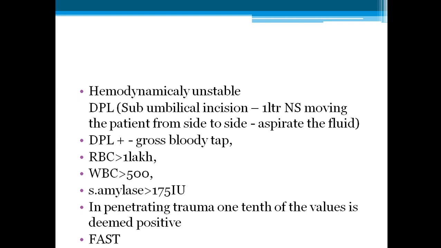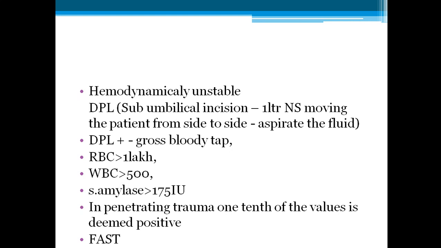Suppose the patient is hemodynamically unstable, what is your plan? You resuscitate the patient. Meanwhile, you can go for what is called the diagnostic peritoneal lavage. What you do is, you make a small sub-umbilical incision, around 1 liter of normal saline is introduced into the peritoneal cavity, and by moving the patient from side to side, you then aspirate the fluid. So you see whether there is a gross bloody tap.